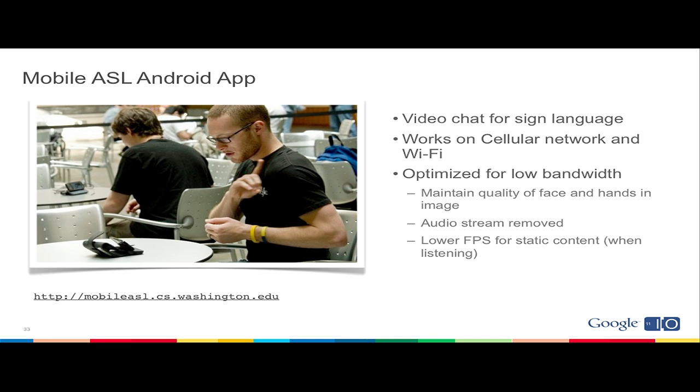So the reason is that there are systems like VRS, video relay service, but it requires high-speed internet service or broadband access. So it means they cannot use that system on the go. So our goal is to provide the same access wherever they are. So we built the video chat for sign language working on the cellular network as well as Wi-Fi. The reason to choose the cellular network is that we can give that access everywhere.